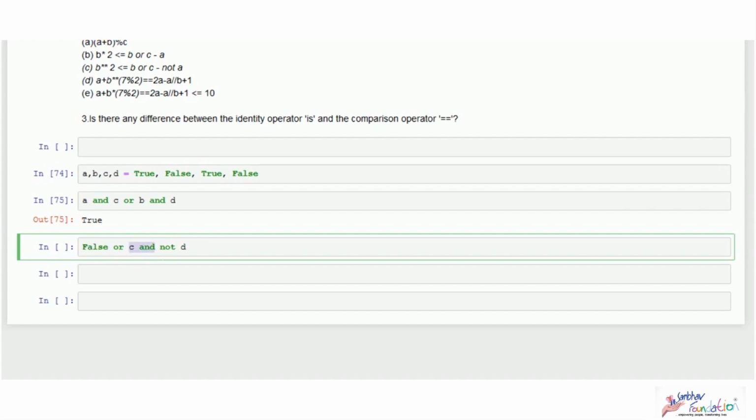So C and here we don't have an operator, right? So what happens is this NOT D first gets executed. D is false, so not D is true. Now we have an operand over here, so C and true will be executed. C is true, right? So true and true is going to be true, and then false or true is true. So your final result is true.